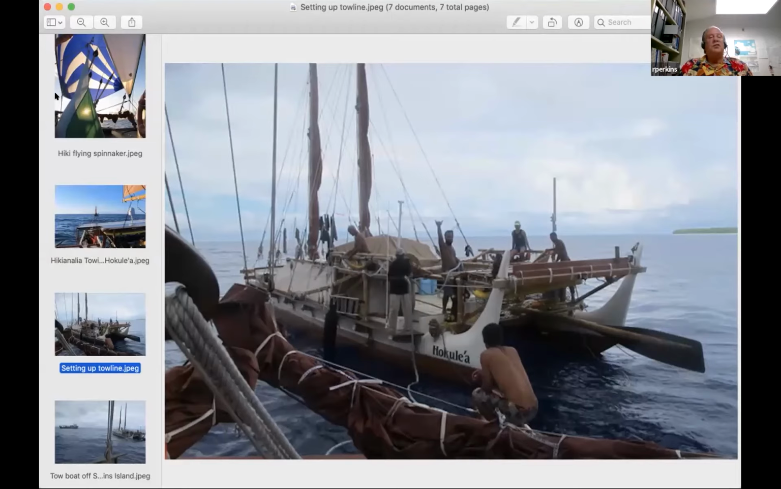If we were doing this at sea and there was a strong seaway or a strong wind, what Hokulea would do is drop her tow line with a buoy on one end of the tow line, and if it's at night, she will have glow sticks so that Hikianalia, the escort boat, can see it, and we would come up and then pick up the tow line.